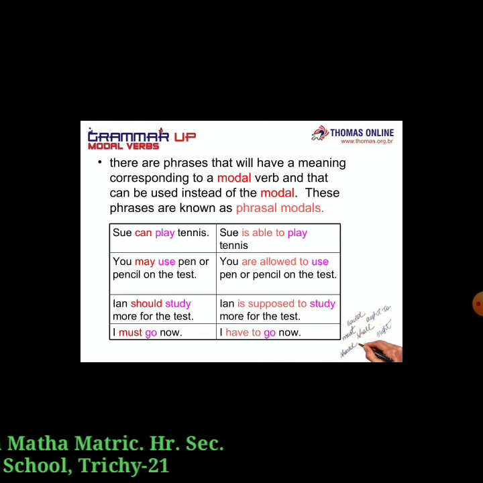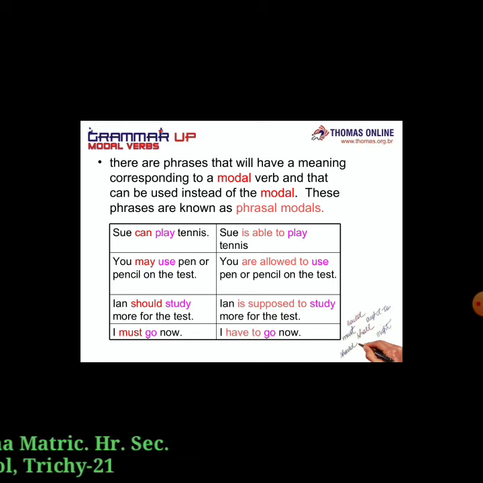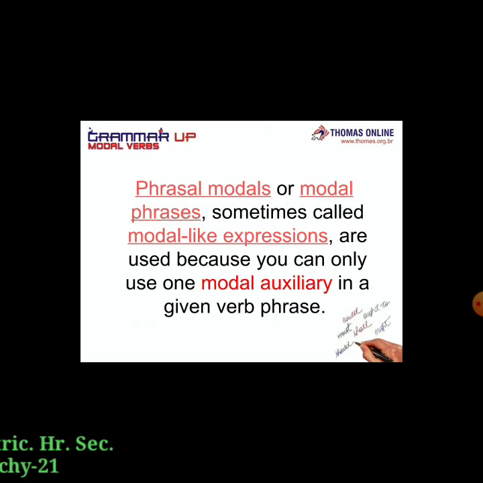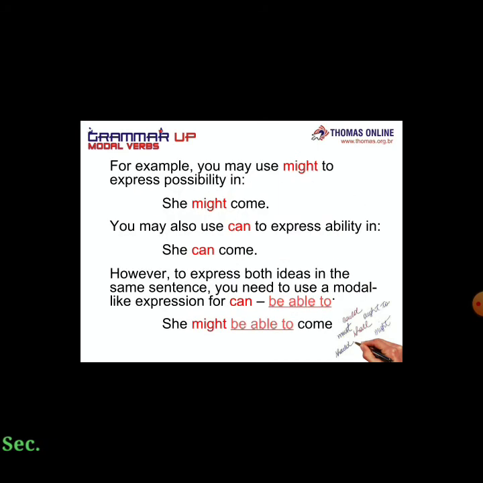There are phrases that will have a meaning corresponding to a modal verb that can be used instead of the modal. These phrases are known as phrasal modals. The meanings are almost the same. Phrasal modals or modal phrases, sometimes called modal-like expressions, are used because you can only use one modal auxiliary in a given verb phrase. For example, you may use might to express possibility in She might come.